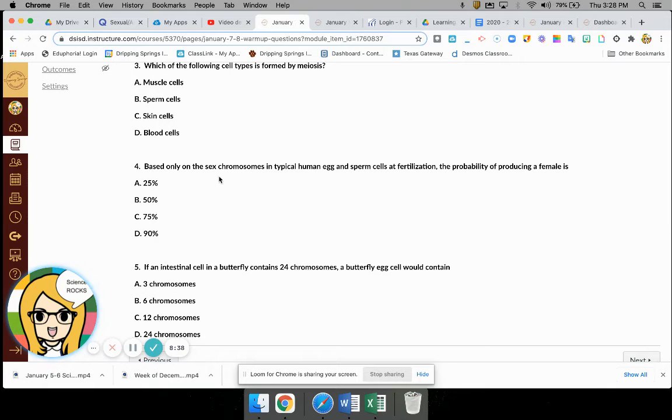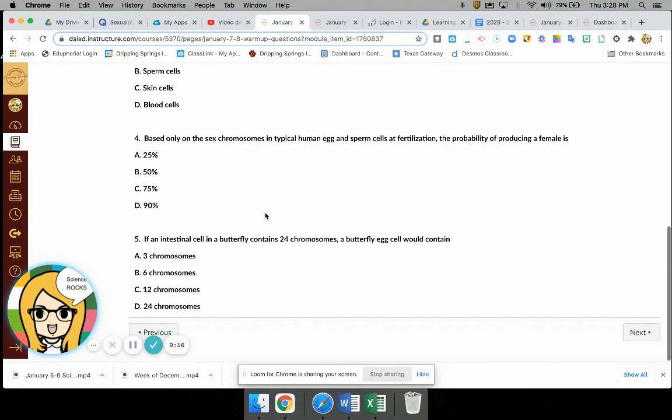Number 4, based on the sex chromosomes in a typical human egg and sperm cells at fertilization, the probability of producing a female is, so this basically means every time fertilization happens, what's the probability that you're going to get a girl? So what is the probability? You're either going to get a girl or a boy. Those two things together equal 100% of the outcomes. So that's half of the outcomes. So that's 50%. So you got a 50% chance of producing a female every time there's fertilization, and likewise a 50% chance of producing a male.